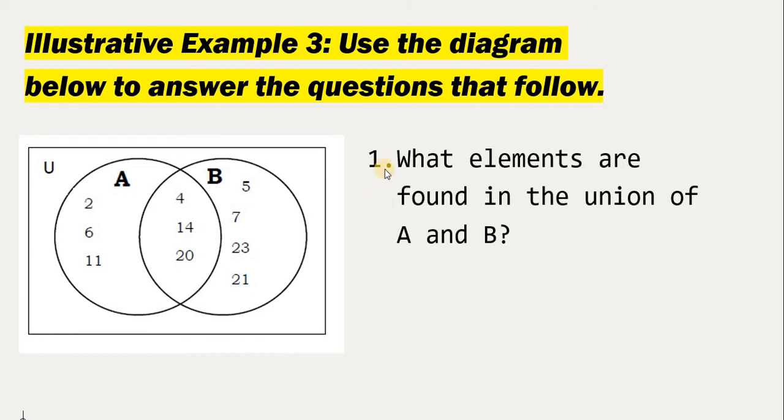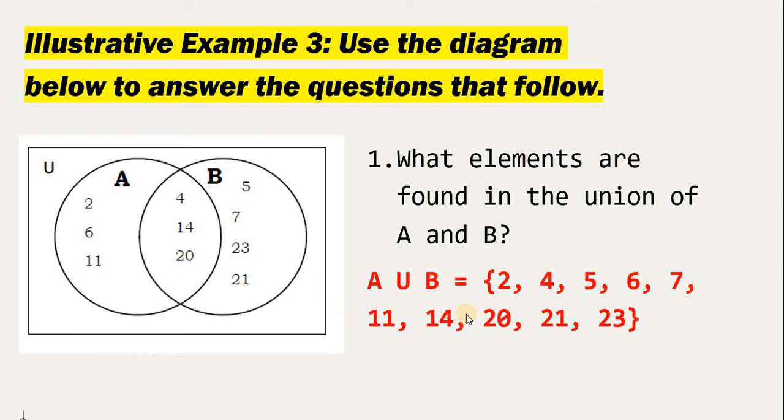Okay? Ayan. For number 1, what elements are found in the union of A and B? Ano daw yung mga elements na makikita kapag kinumbine natin set A and set B? So, we have A union B. So, pagsamahin lang natin silang lahat, we have 2, 4, 5, 6, 7, 11, 14, 20, 21, and 23. Ayan. So, kinuha lang natin yung combination nila.